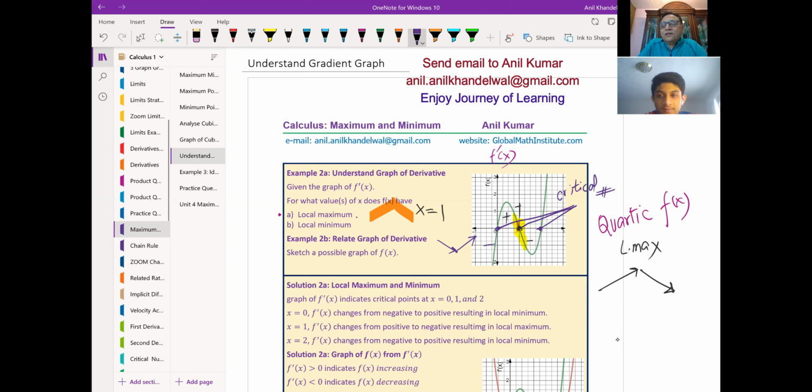Similarly, this is also negative and going to positive. So this is also a minimum, correct? So at 0 and 2, we have local minimum. Do you understand? So that is how you're going to answer this question.